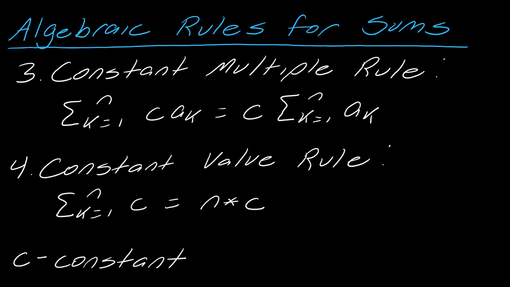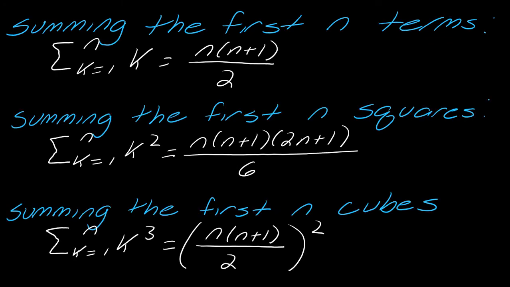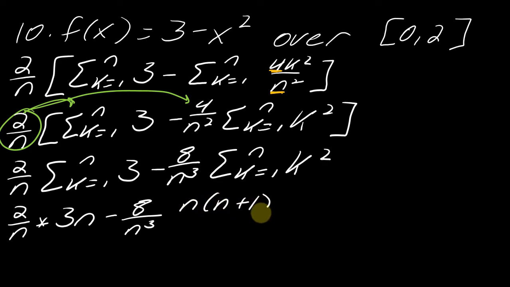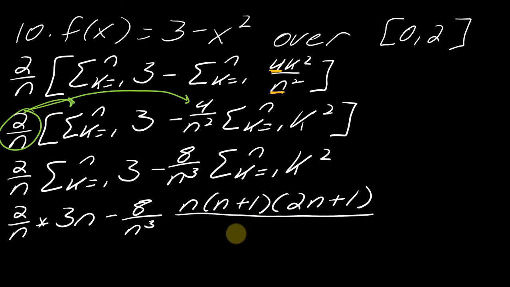And then we're also going to take this summing the first n squares. So you can pause the video if you need to write those down. I'm literally just going to apply those formulas now. So now I have 2 over n times 3 times n, and then I have 8n cubed, and this part right here I can replace with that formula: n times n plus 1 times 2n plus 1, all of this over 6.